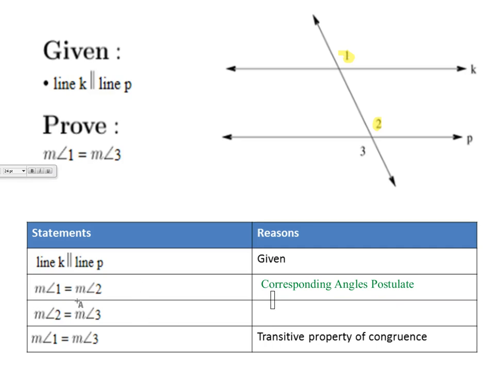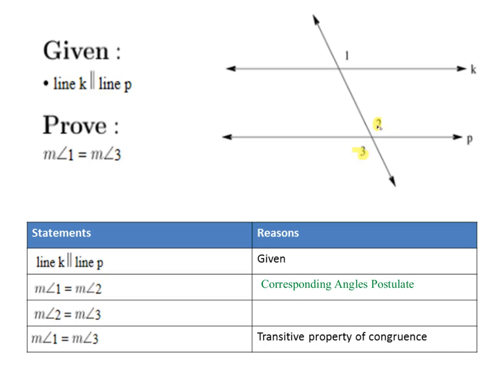So now we're saying angle 2 and 3 are also equal. The measure of angle 2 and 3 are equal. So think, well, how do we know that? Angles 2 and 3. What's the relationship between these two angles?